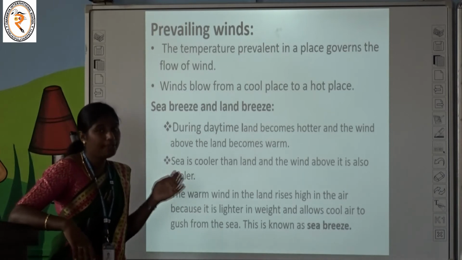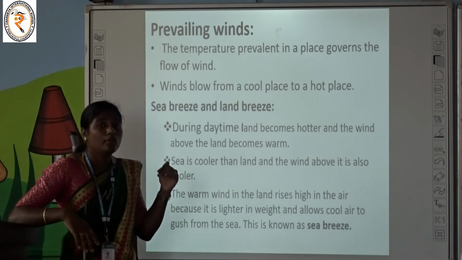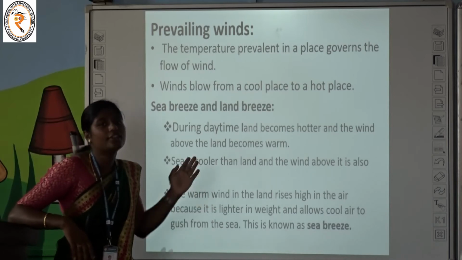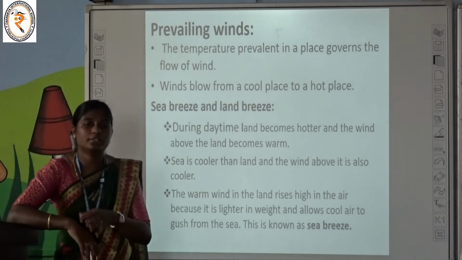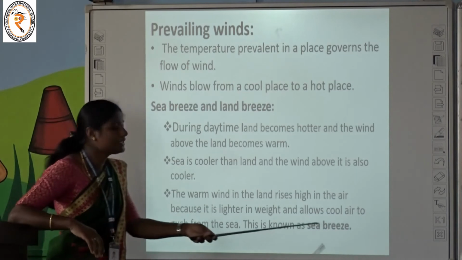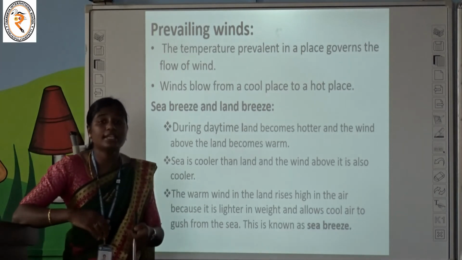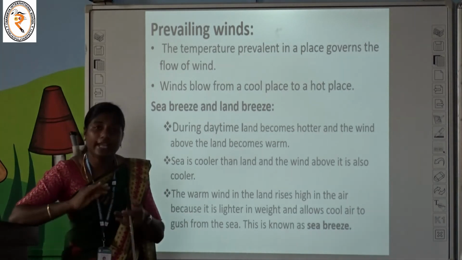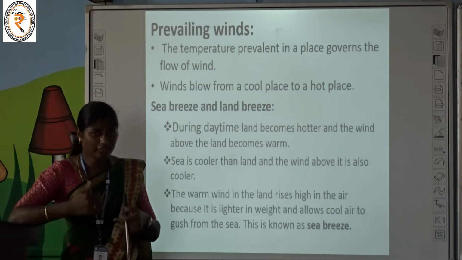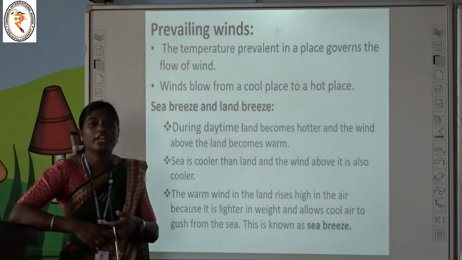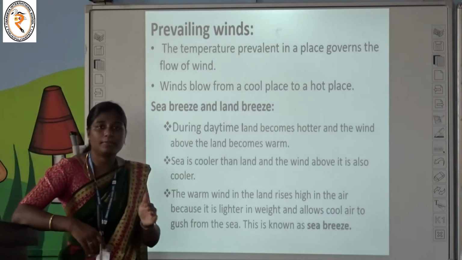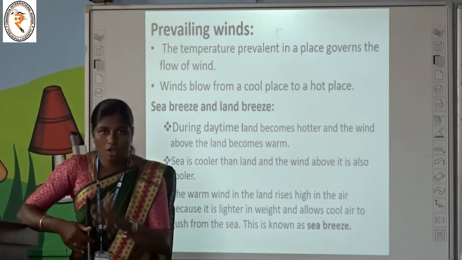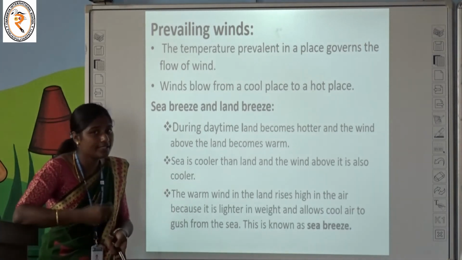So, the sea breeze: the cool air from the sea gushes towards the land, and this is known as sea breeze. During daytime only we can feel the sea breeze, because during daytime the sea will be cool and the land will be hot. Understood children? So, what is sea breeze?